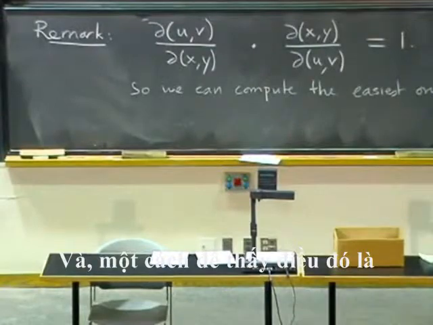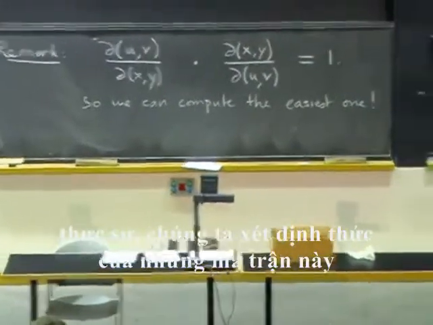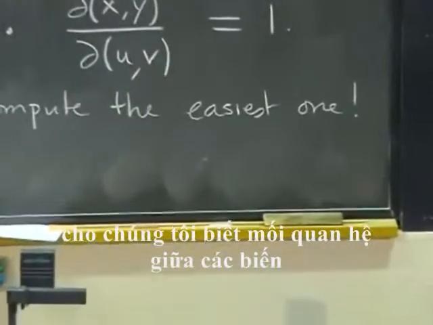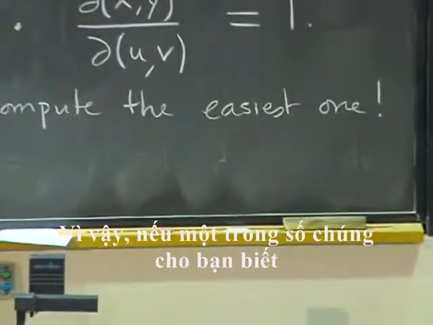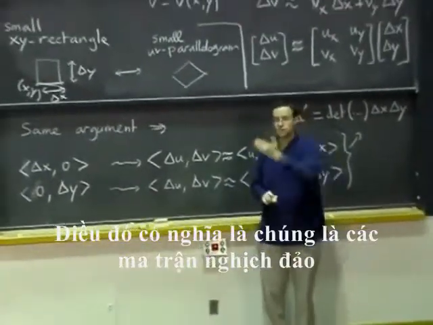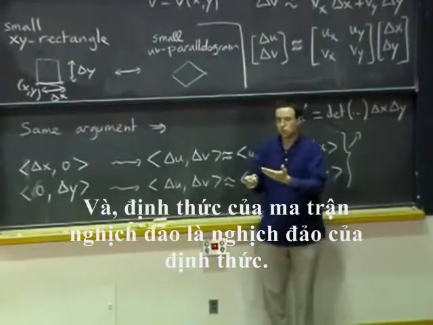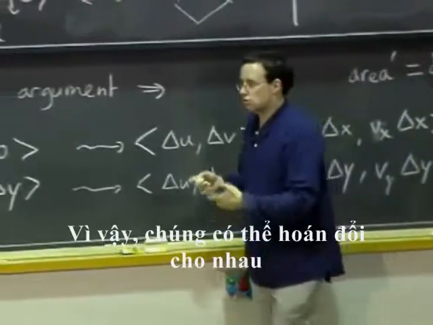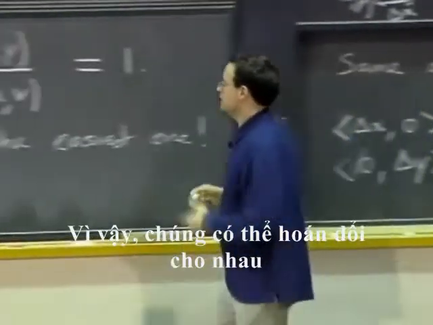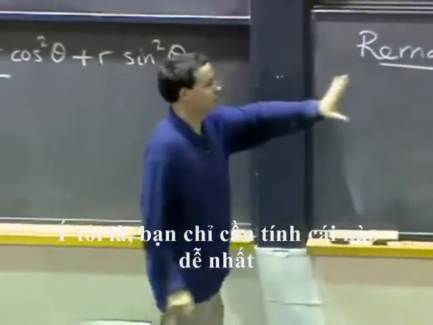And one way to see that is that, in fact, we're looking at the determinants of these matrices that tell us the relation between the variables. So if one of them tells you how delta U, delta V relate to delta X, delta Y, the other one does the opposite thing, it means they're the inverse matrices. And the determinant of the inverse matrix is the inverse of the determinant. So they're really interchangeable. I mean, you can just compute whichever one is easiest.